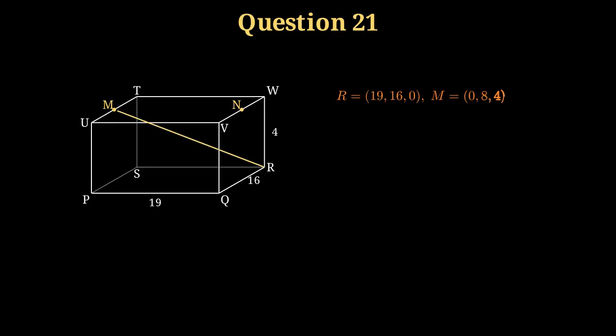Let's set up coordinates. Put P at the origin. Then R is at (19, 16, 0), and M, the midpoint of UT, is at (0, 8, 4).